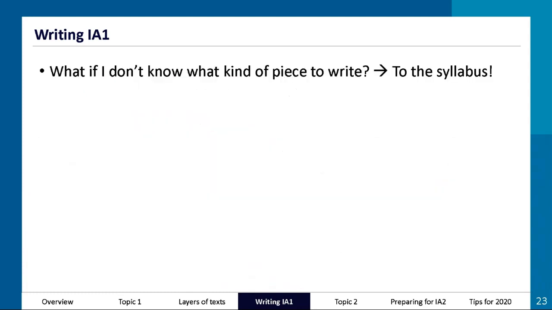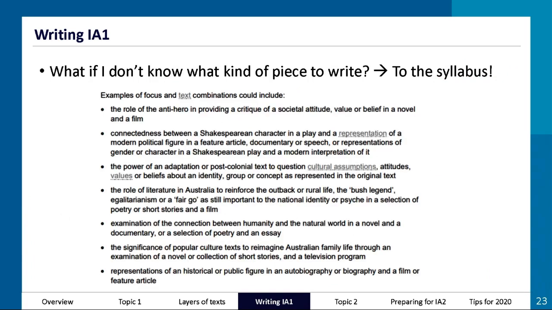If you don't know what kind of piece to write, look to the syllabus. I forget which page this is on, but if you Control F any of these phrases, the syllabus has this really long list. I've only included an excerpt of it, but they have a bunch of different suggestions. Like, you can write a piece that looks at the role of the anti-hero in critiquing societal attitudes. Or you can look at the power of a post-colonial text to question current cultural assumptions.